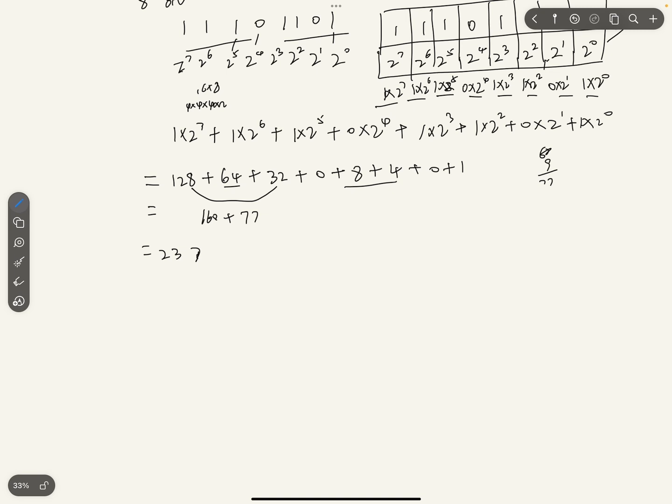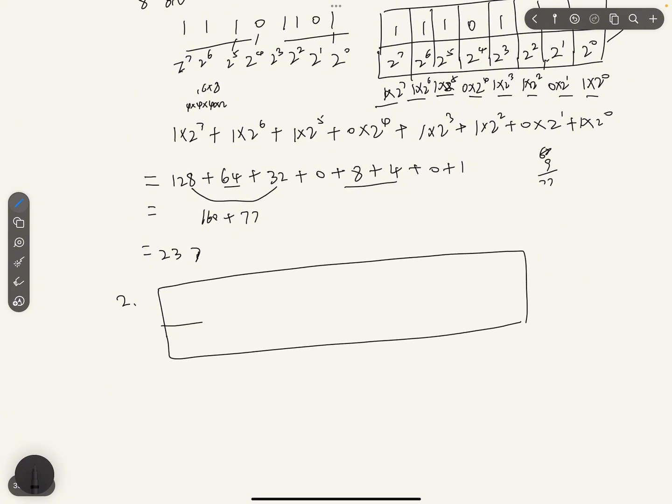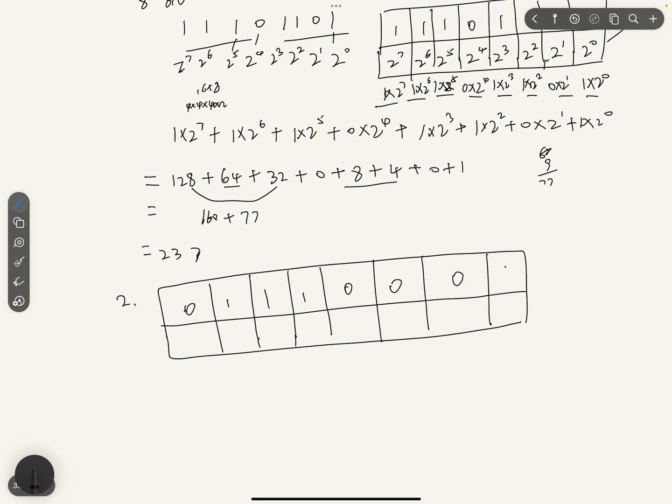Okay, now let's do another example. Let's say number 2. Let's just draw a table here. Say we have 0, 1, 1, 1, 0, 0, 0, 1. So it's an 8-bit binary. If we need to convert this binary to decimal, same thing: we have the weights of 2 to the 0, 2 to the 1, 2 to the 2, 2 to the 3, 2 to the 4, 2 to the 5, 2 to the 6, 2 to the 7.